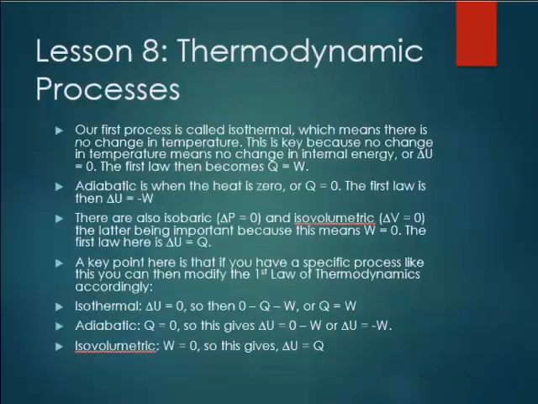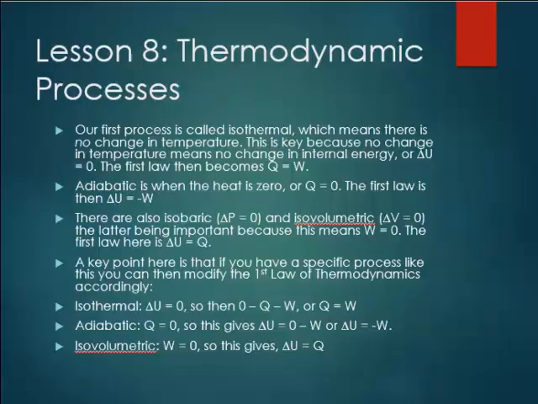Okay, our next topic is what are called thermodynamic processes. We'll look at each of these and also talk about the implication of the first law, and then I'll review all the implications at the very end also. Our first process is called isothermal, which means there's no change in temperature. No change in temperature means no change in internal energy, or delta U equals 0, and then the first law becomes Q equals W, where the heat added is equal to the work done by the gas.